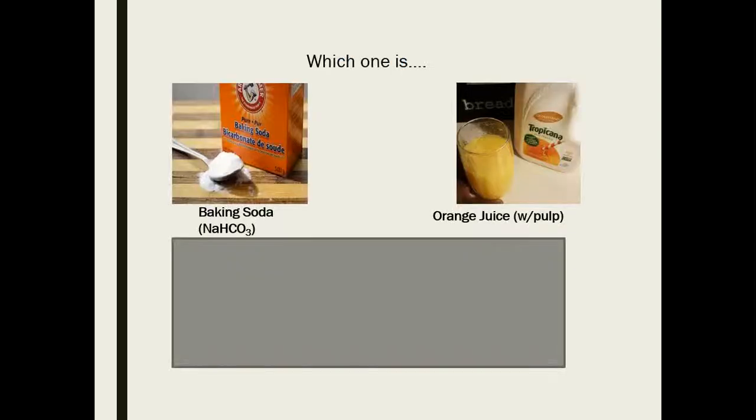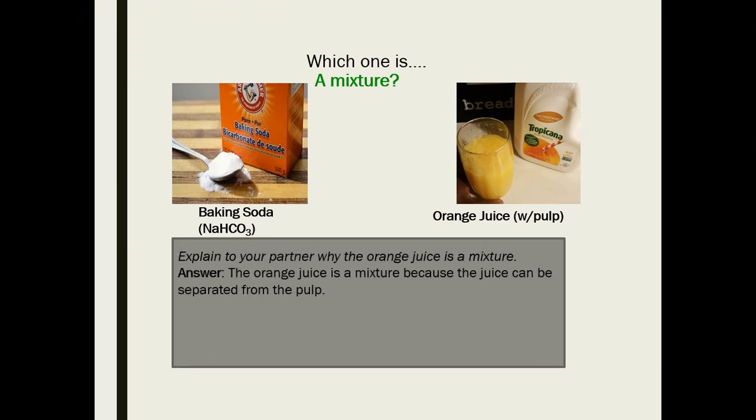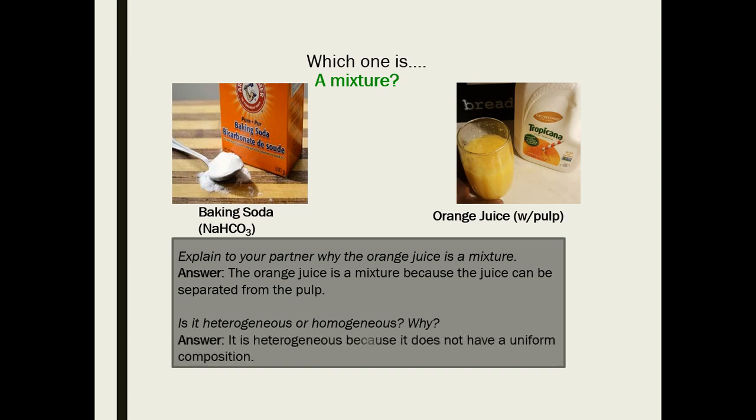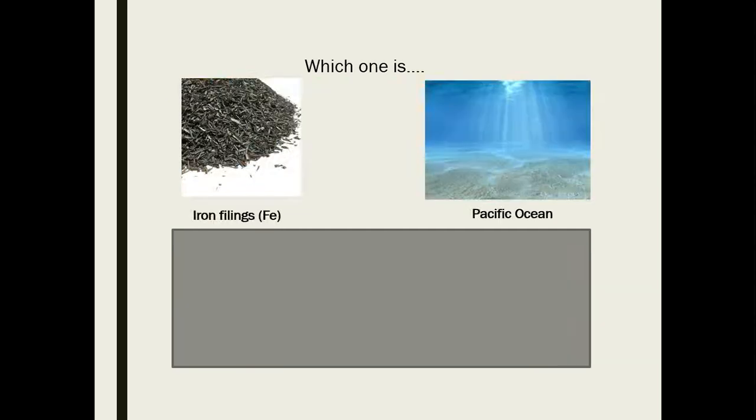Which one of these two is a mixture? Is it the baking soda or is it the orange juice? If you pick the orange juice, you're correct. Orange juice is a mixture because it's a juice and can be separated, especially if it has pulp. You can see the particles. Is it heterogeneous or homogeneous? Well, that's a good question. If I can see the pulp, then it's going to be heterogeneous. It's not uniform.